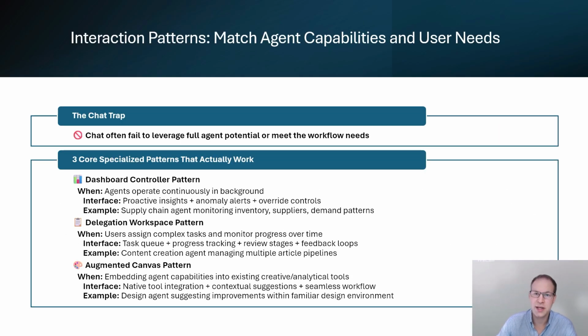While chat interfaces are basically the default for many AI applications, they often fail to leverage all the capabilities of AI agents. And in doing so, they actually fail to meet the needs of the workflows that they're meant to execute. To design effective agents, we need to match the interaction patterns to the specific type of collaboration that is needed by your workflow. Let's look at the three most common collaboration patterns.